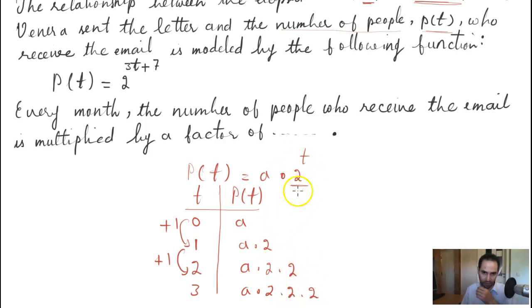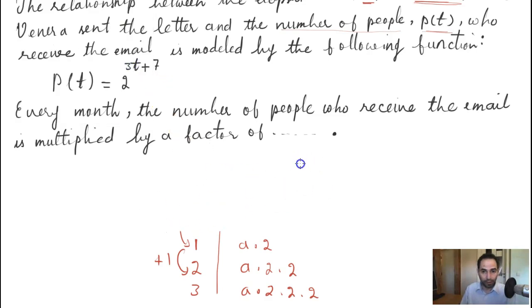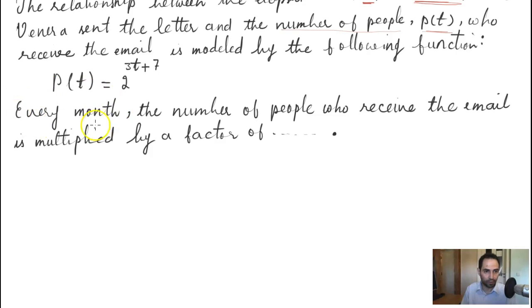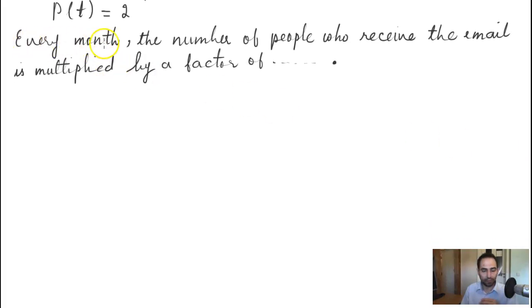So now you can call this the common ratio, which has been raised directly to the input variable of the function. But here you can see the input variable has been mixed with other things. It's not just the variable, it's a whole expression. So in order to solve this problem, the question here is every month. Every month means that t is in months, so every month means every time that you increment t one more time.